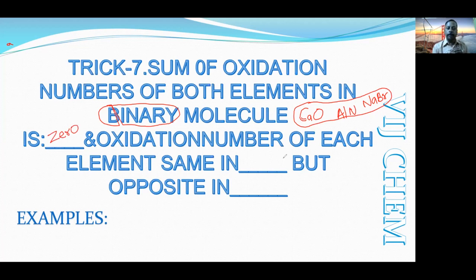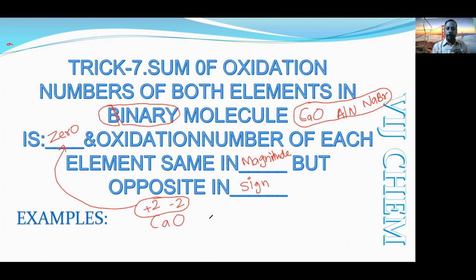The sum must be 0. And the oxidation number of each element is the same in magnitude but opposite in sign. Suppose in the first example I took here, calcium oxidation number is +2, oxygen oxidation number is -2. Magnitude wise both of them are the same, but here the sign will be plus, here minus, and the sum of both is 0.